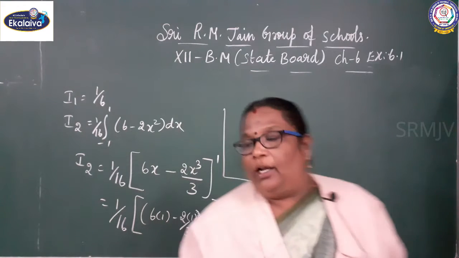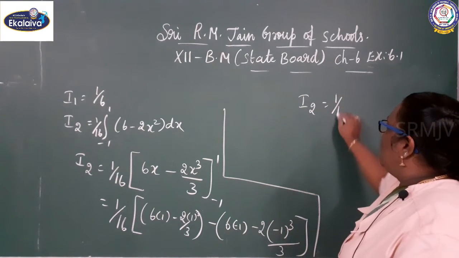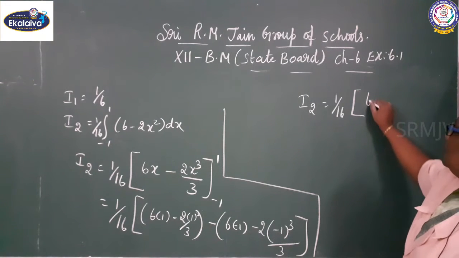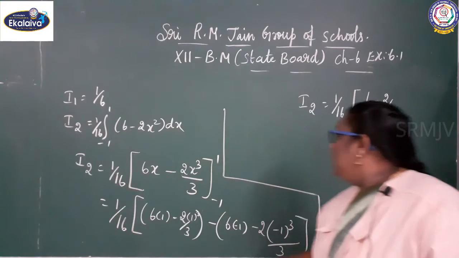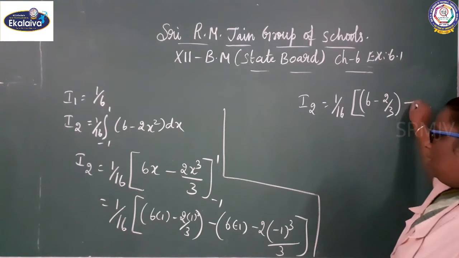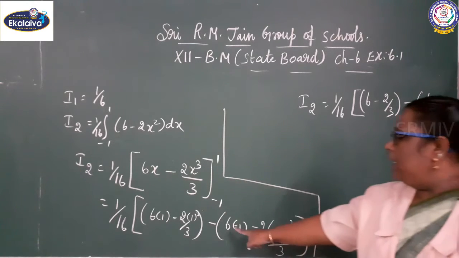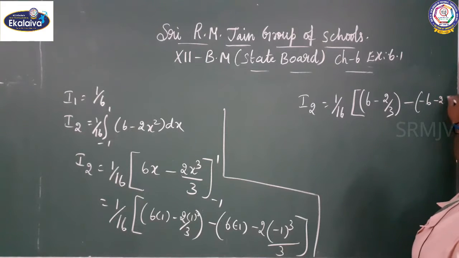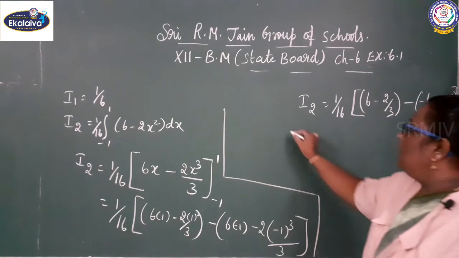So what is the value? I2 equal to 1 by 16 into 6 minus 2 by 3, minus 6 minus 2 into minus 1 by 3.